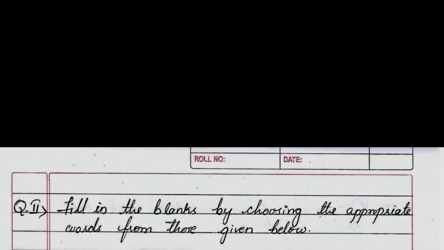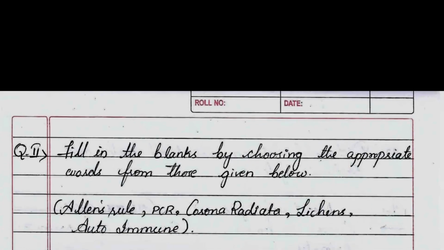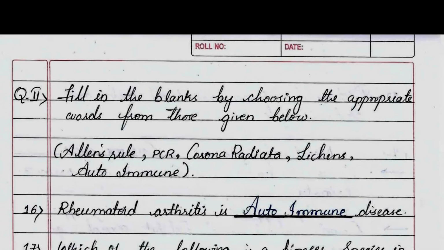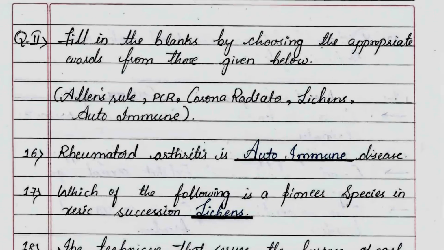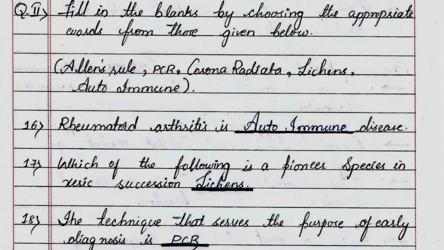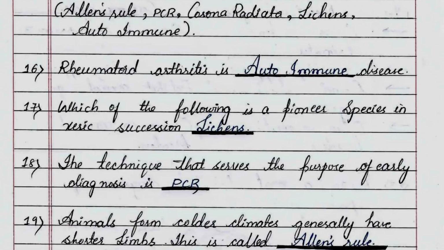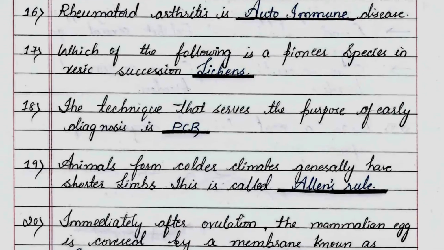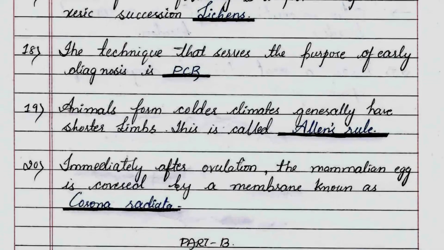Moving on to the main second question: fill in the blanks by choosing the appropriate words from the choices given below. The options are Allen's rule, PCR, corona radiata, lichens, autoimmune. Here is the 16th question: rheumatoid arthritis is a dash disease, and the answer is autoimmune. 17. Which of the following is a pioneer species in xerarch succession? The answer is lichens.